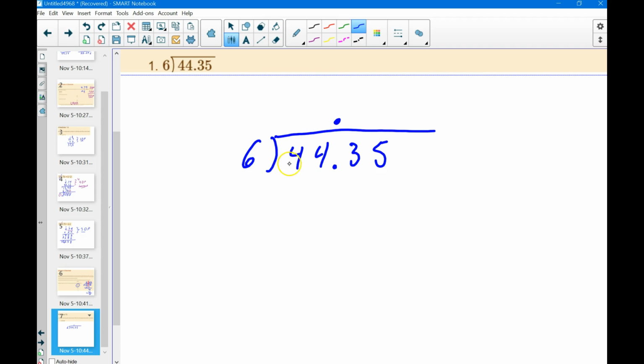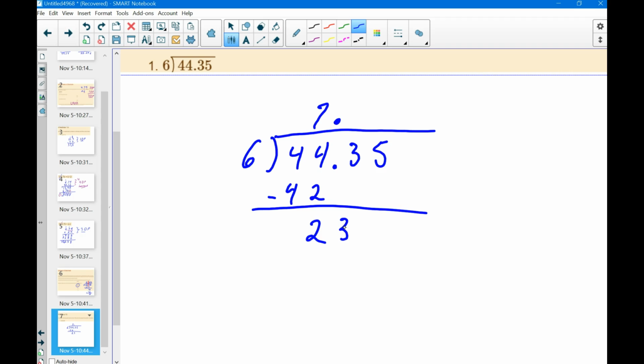So then I will do, can 6 divide into 4? No. Can 6 go into 44? Yes. How many times can 6 go into 44? 7, yep, 7 is good. So 7 times. And then 7 sixes are 42, and I subtract. And then 4 minus 2 is down here, and I have 2, and the 3 pops down.